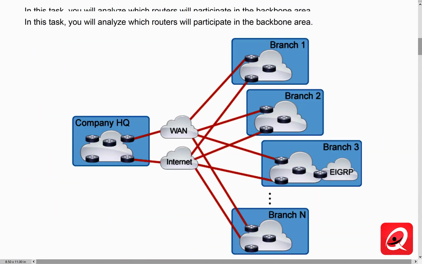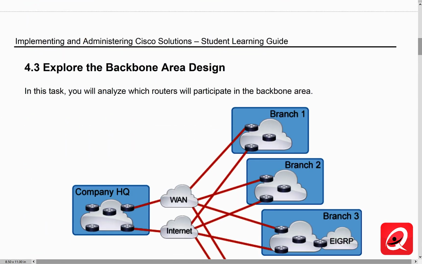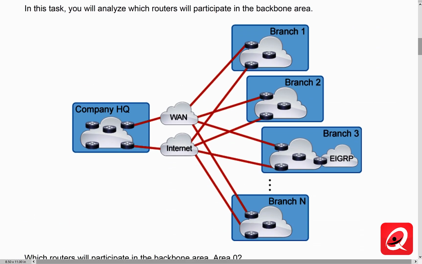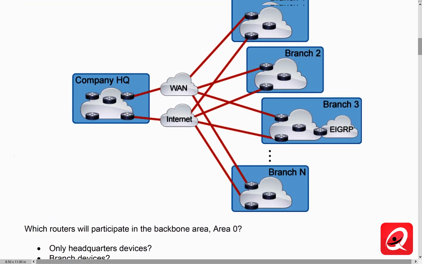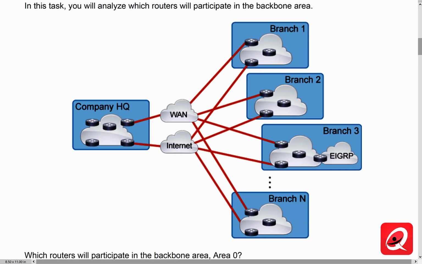So the next question we ask ourselves is, how do we do the, did I skip something here? No. All right. How do we do the backbone area design? We need to analyze which routers are going to participate in the backbone area. Which routers are going to participate in area 0? Is it only going to be the HQ routers, or is it going to be the branch routers as well? Now, if I'm looking at this topology and I'm trying to consider how I want to do this, we essentially have two options. Well, actually, we have three options.